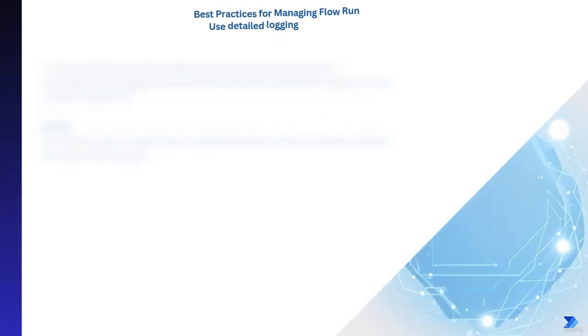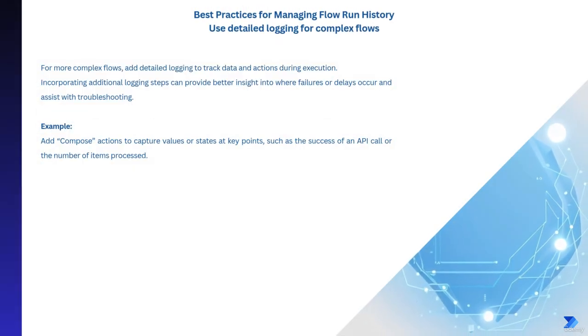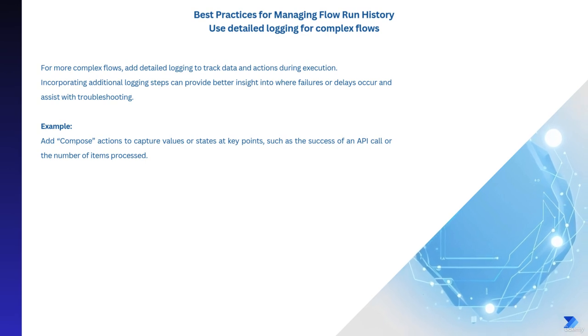Use detailed logging for complex flows. For more complex flows, add detailed logging to help you track data and actions as they execute. By incorporating additional logging steps in your flows, you can get a deeper insight into where failures or delays occur and gather better context for troubleshooting. Example: add compose actions to capture specific values or states at key points in the flow, such as the success of an API call or the number of items processed.